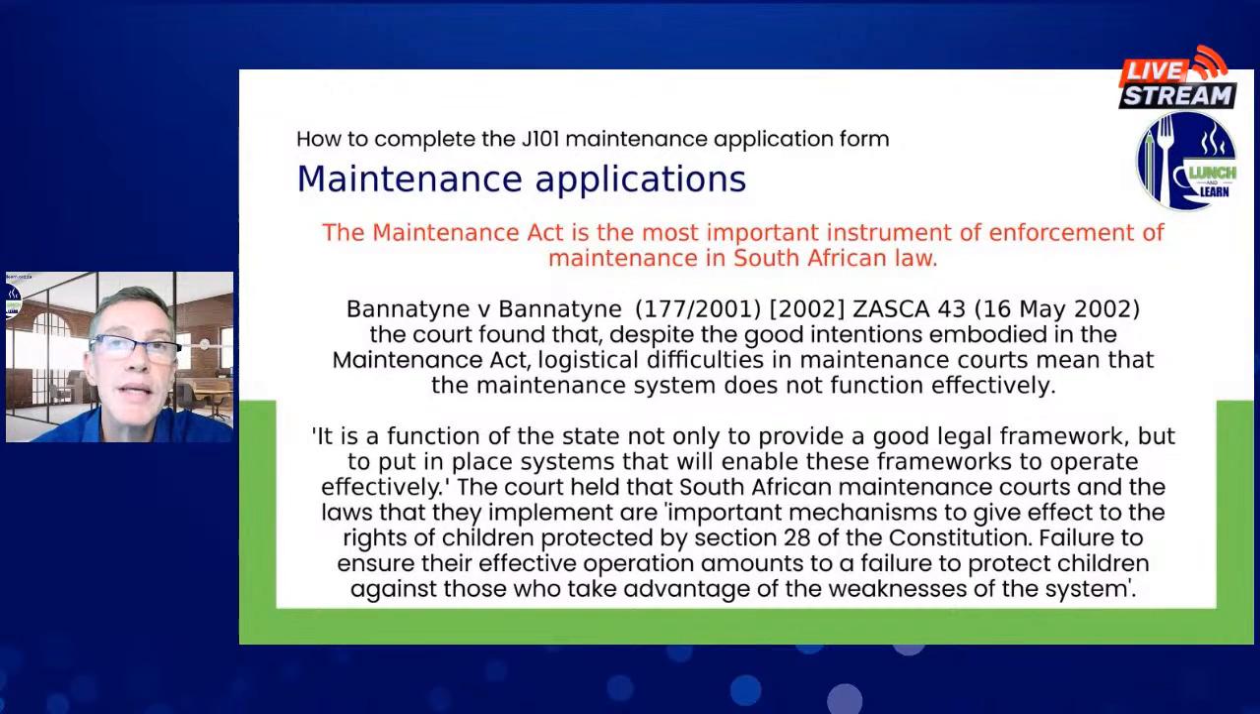It was an unreported Supreme Court of Appeal, Constitutional Court matter, where the court found that despite the good intentions embodied in the Maintenance Act, logistical difficulties in the maintenance courts mean that the maintenance system does not function effectively. So it was already said in 2002, when this judgment was handed down, that the maintenance system is not functioning properly. And the basis of the whole maintenance structure starts off with a J101 form.